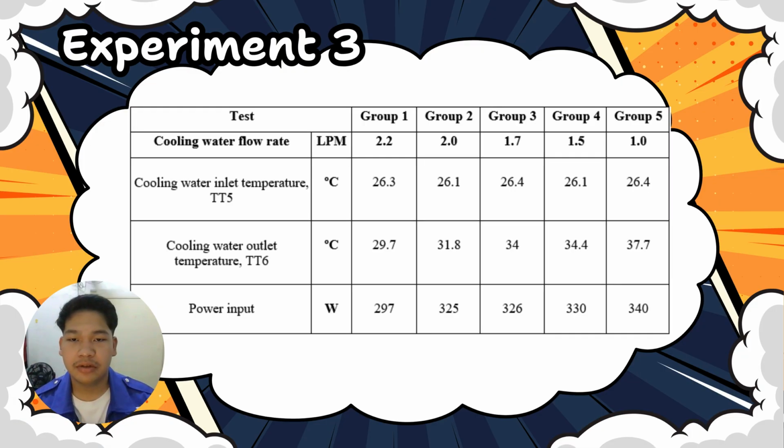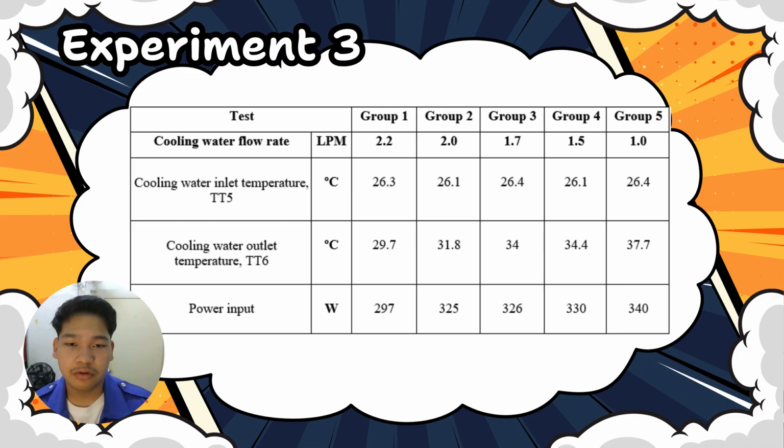Lastly, our experiment for this subject, thermodynamics, is COP determination of the heat pump. From group 1 until group 5, the cooling water flow rate is decreasing from 2.2 until 1.0. The cooling water inlet temperature, T5, is on average 26 degrees Celsius. But the cooling water outlet temperature, T6, is increasing from 29.7 until 37.7 from group 1 until group 5.